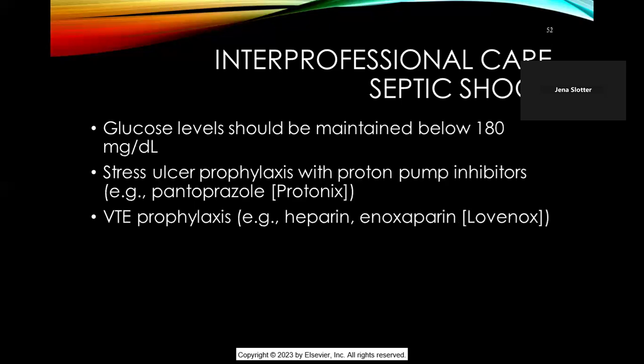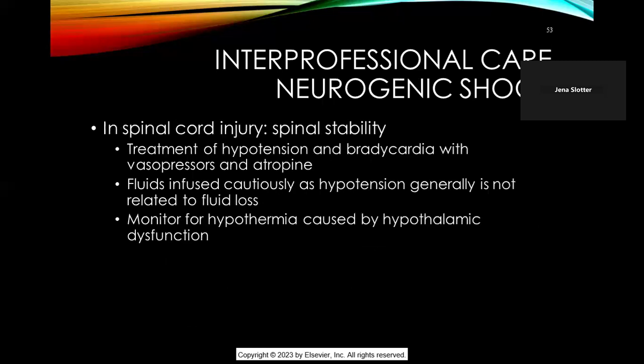For septic shock, you really want to keep the glucose levels down. You really want to use those proton pump inhibitors to make sure patients aren't getting stress ulcers, and the VTE prophylaxis, like we see with almost everybody in the hospital, is definitely going to apply to these septic shock patients as well. For neurogenic shock, you're obviously going to focus on the spinal stability.